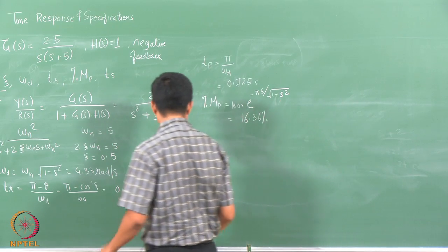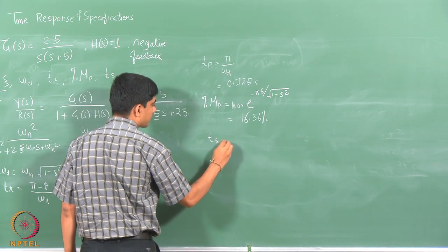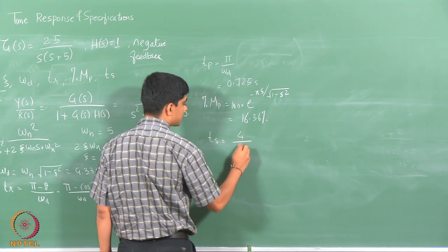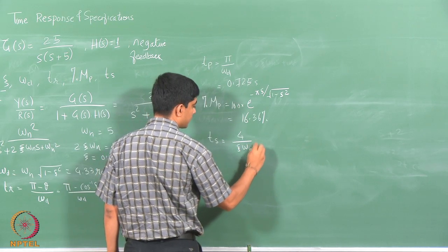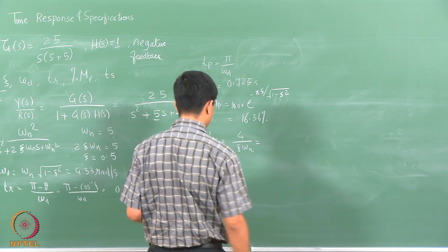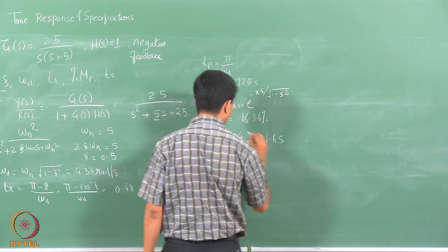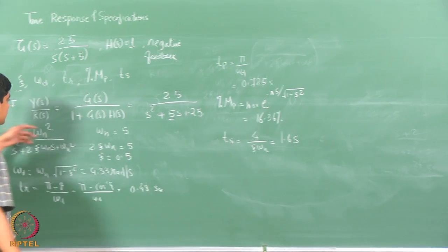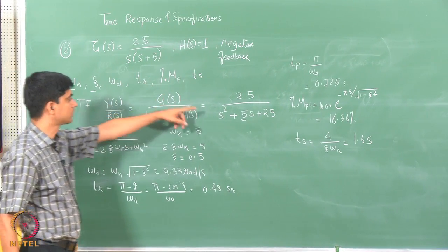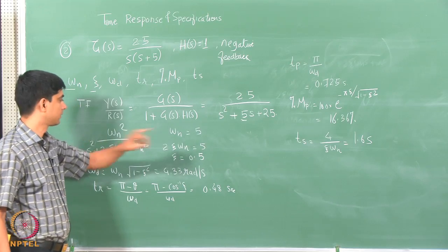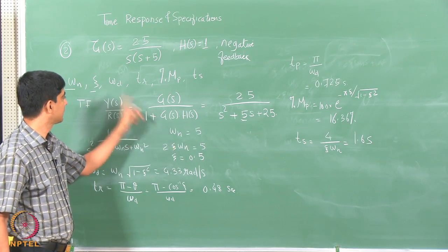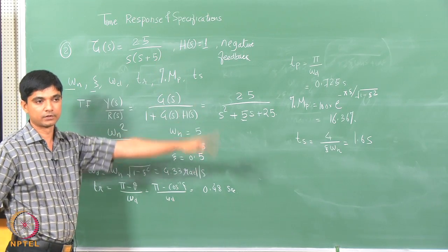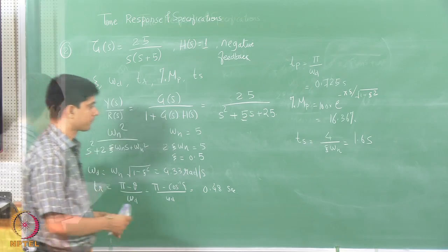And finally, the settling time for the 2% tolerance criterion, okay, it's just 1.6 seconds, right. And quite straightforward, right. Once you write down the closed loop and compute what is omega n and zeta, then everything else just fits into the formula, right.